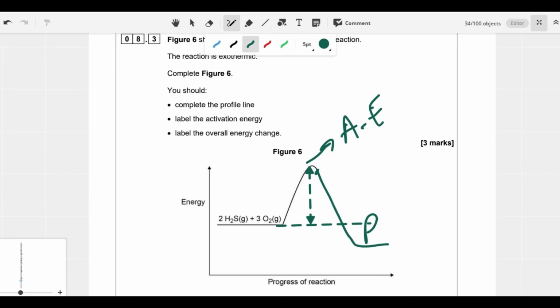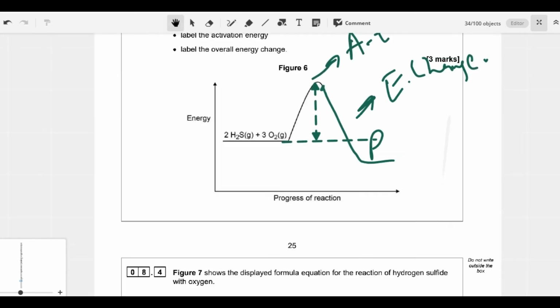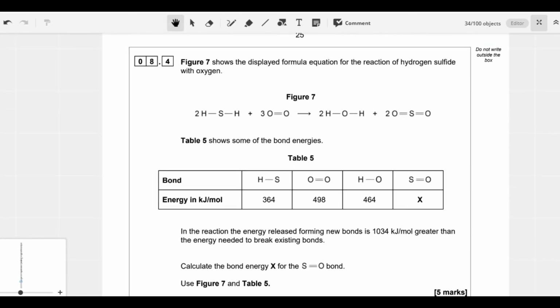Okay, and the next one, that label the overall energy change. So you need to label the overall energy change drawn at the label like this. That is the energy change. Next question is about fig 7, which shows the displayed formula equation for the reaction of hydrogen sulfide.